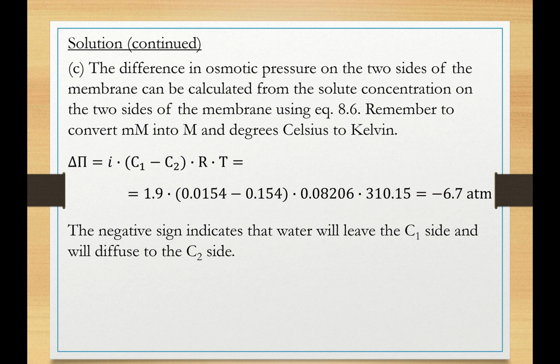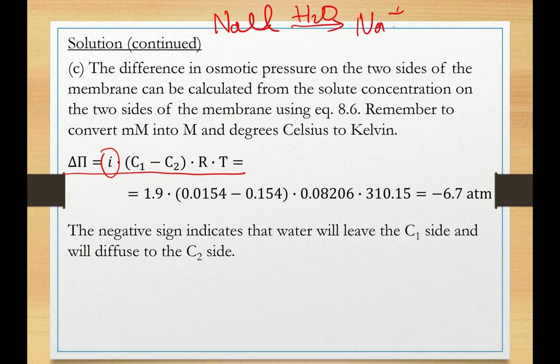Now, I could have directly applied the Van't Hoff equation for the delta pi, and notice that I'm using the measured Van't Hoff dissociation factor. As a reminder, NaCl in water will dissociate into 2 ions. So the calculated Van't Hoff factor is 2 because I have 1 sodium and 1 chloride, but the measured one is 1.9 because they are a little bit more concentrated than ideal solutions.